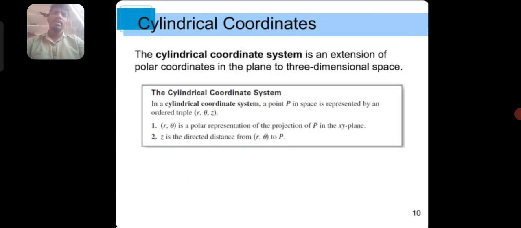The cylindrical coordinate system is an extension of polar coordinates in the plane to three-dimensional space. In the cylindrical coordinate system, a point P in space is represented by an ordered triple r, theta, z. r, theta is a polar representation of the projection of P in the xy plane, and z is the directed distance from (r, theta) to P.